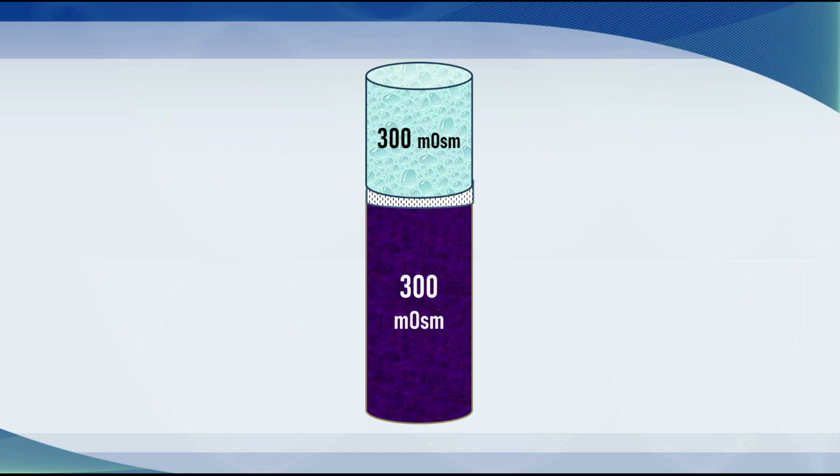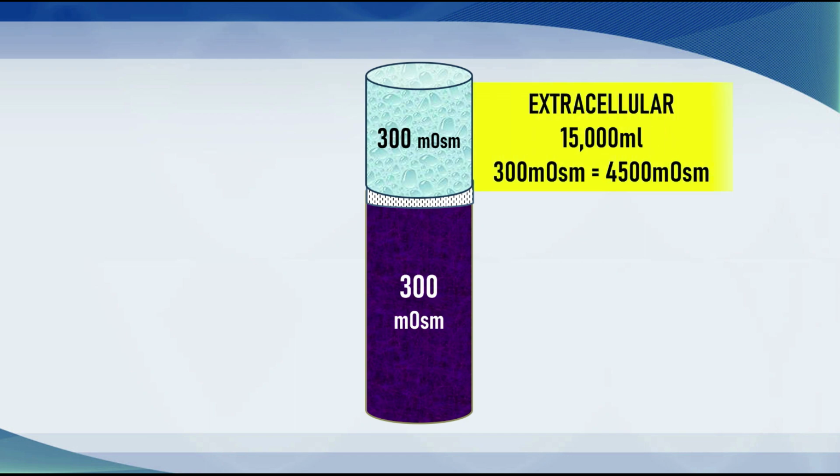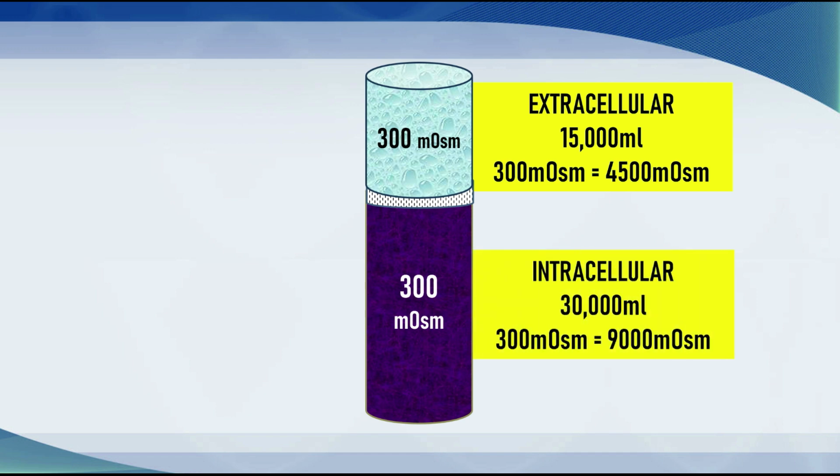As 2/3 of body water is located in the intracellular space and 1/3 in the extracellular space, osmolality is distributed along the same lines. As there is approximately 15 litres of extracellular fluid and 300 milliosmoles per litre, or per kilogram correctly, that results in 4,500 milliosmoles in the extracellular space and about 9,000 milliosmoles in the intracellular space.